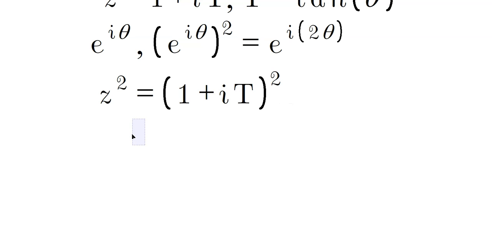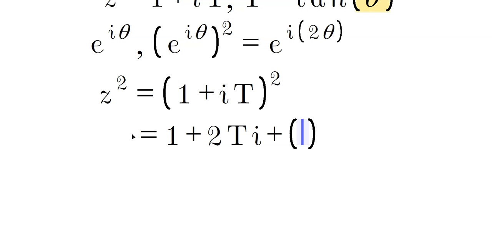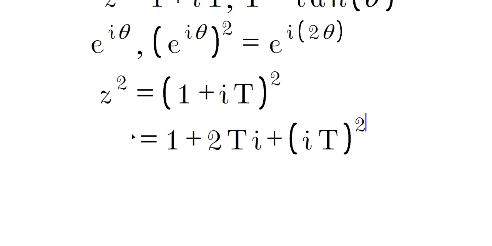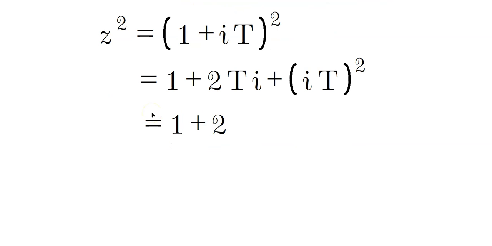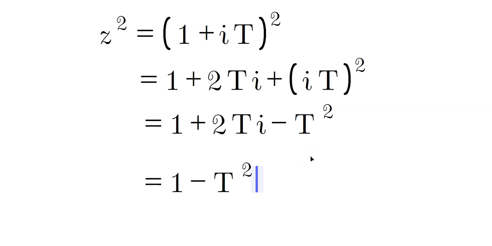You can just expand this the normal way. So it's going to be 1 plus 2ti, and then plus that i quantity squared this way. So 1 plus 2ti, and then now i squared will give you a negative t squared right here. Let's group the parts together. So it's going to be 1 minus t squared, and then plus 2ti.